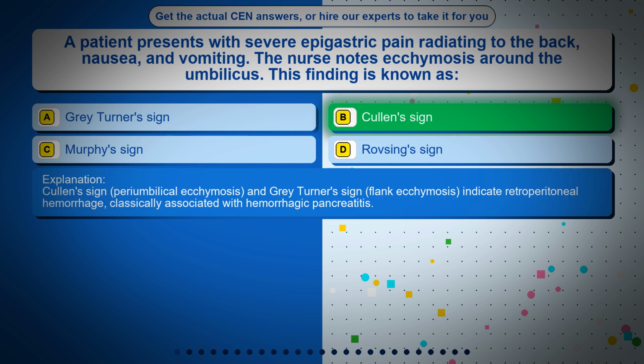Cullen sign, periumbilical ecchymosis, and Gray-Turner sign, flank ecchymosis, indicate retroperitoneal hemorrhage, classically associated with hemorrhagic pancreatitis.